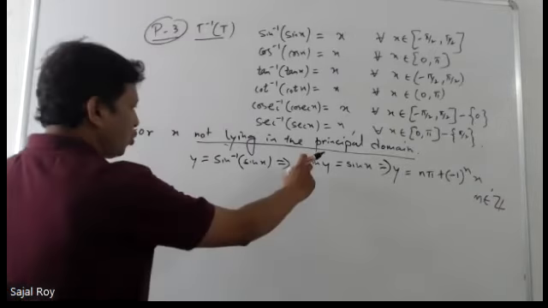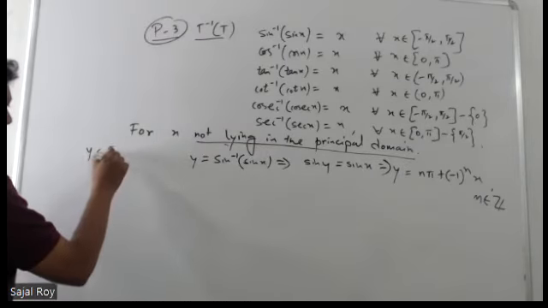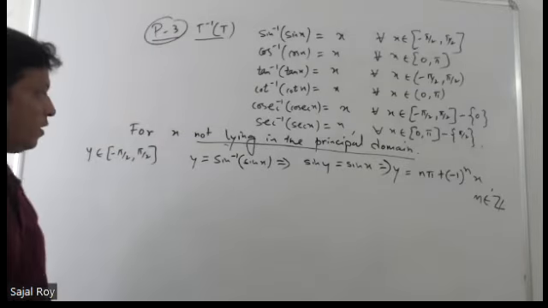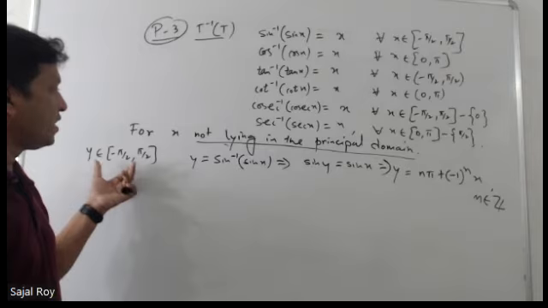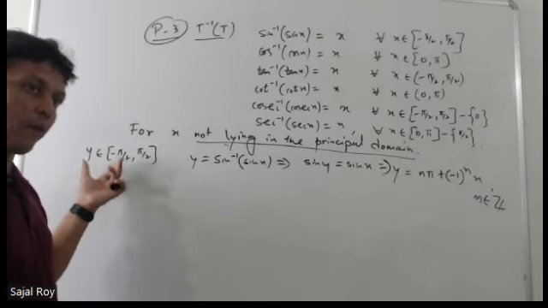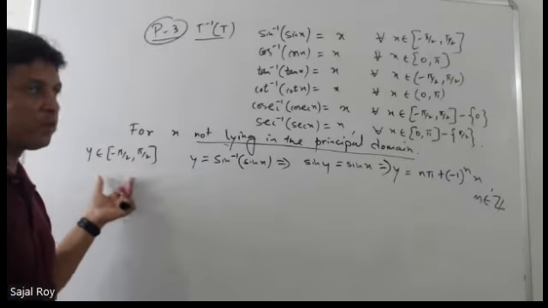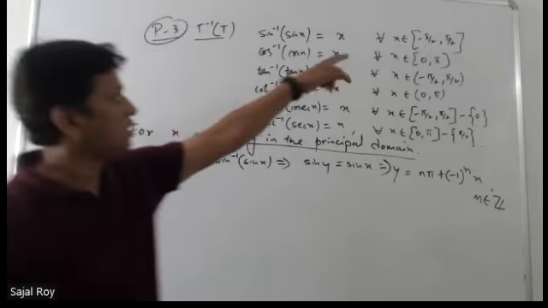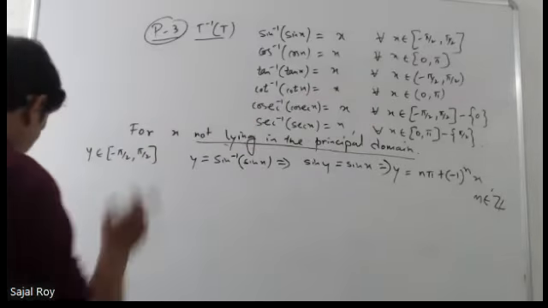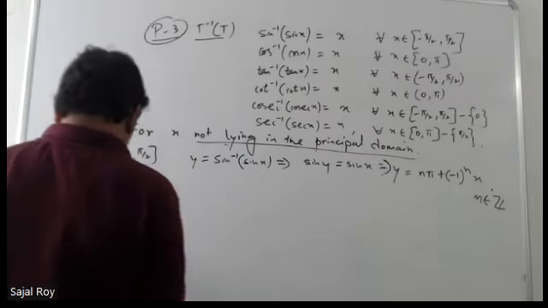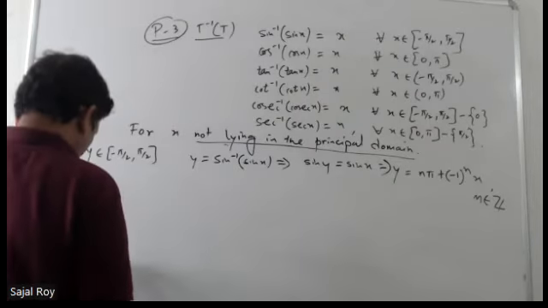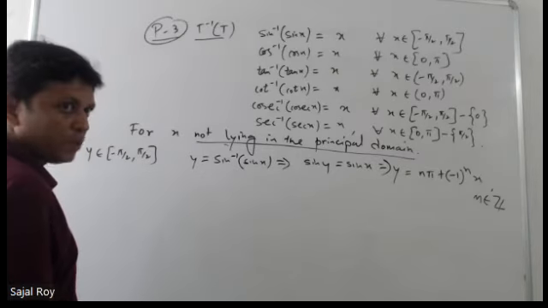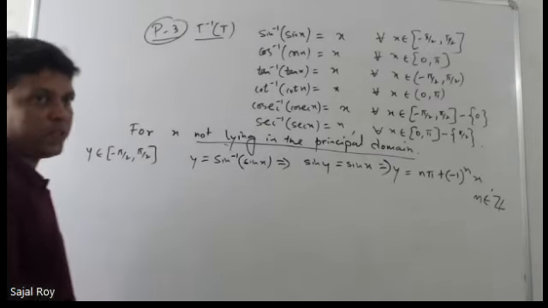But please keep it in mind that y should be bounded between -π/2 to π/2. You should keep it down. Okay, because you see, now I will write some values. Okay, let me draw the graphs. N is an integer, plus minus 1, 0, plus minus 1, plus minus 2, etc.